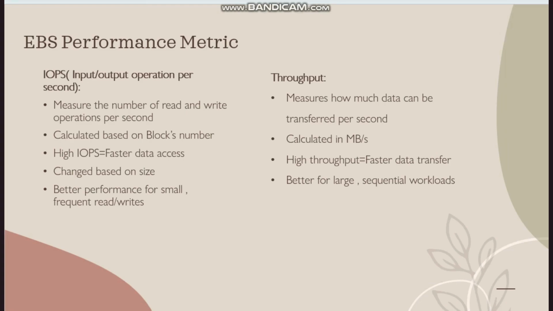Throughput is used to measure how much data can be transferred per second, and it is calculated in megabytes per second. If the throughput is high, the data are transferred very fast, and if I want to do the work one after another in a sequential manner, then throughput gives the better performance.